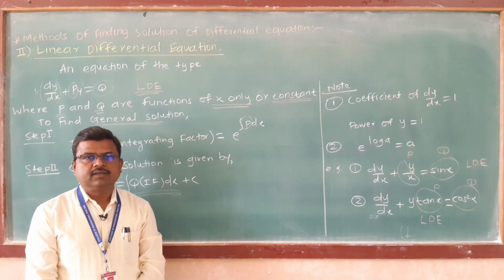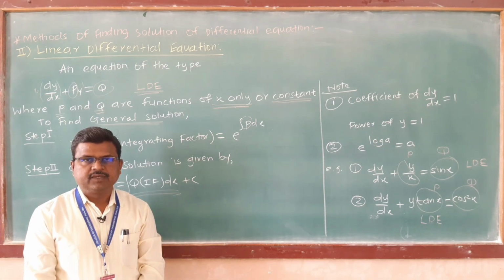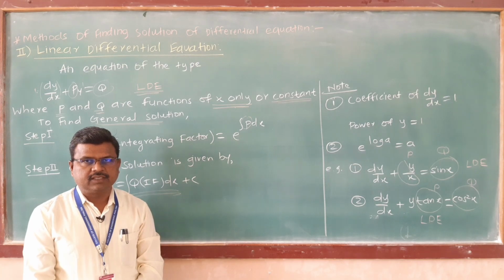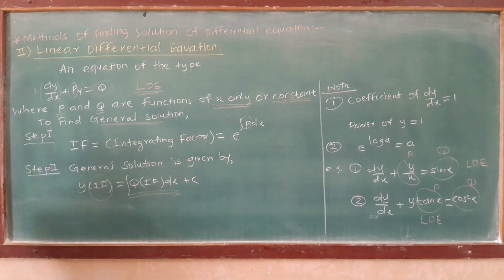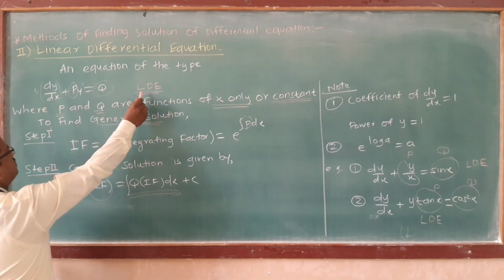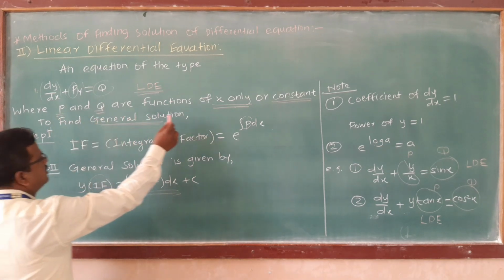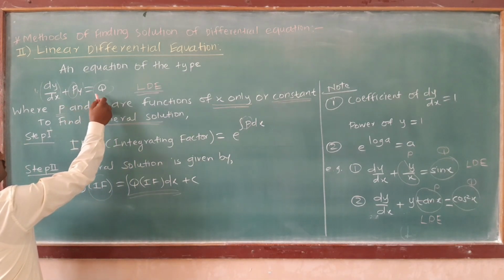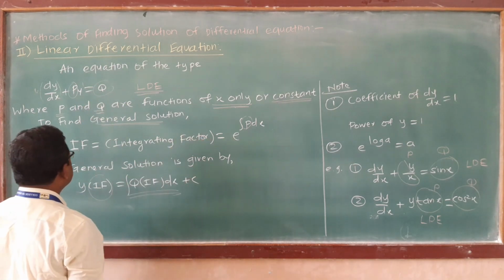There is the next type of differential equation, that is linear differential equation. In this lecture we see how to solve this linear differential equation. An equation of this type, dy by dx plus py is equal to q, is called a linear differential equation, where this p and q are the functions of x only. P is the coefficient of y and q is the right hand side. So p and q are the functions of x only.